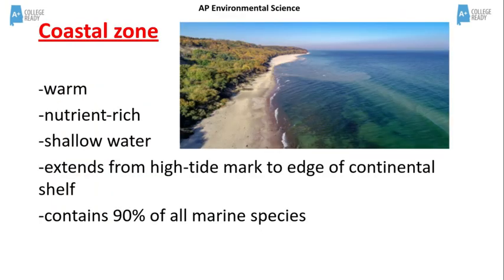The coastal zone has warm, shallow, nutrient-rich water. It extends from the high tide mark to the edge of the continental shelf. This zone contains about 90% of all marine species.